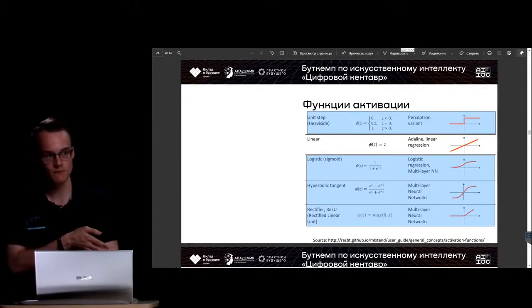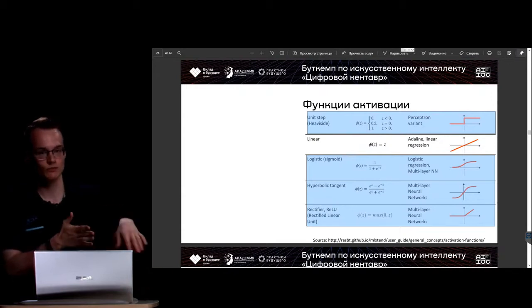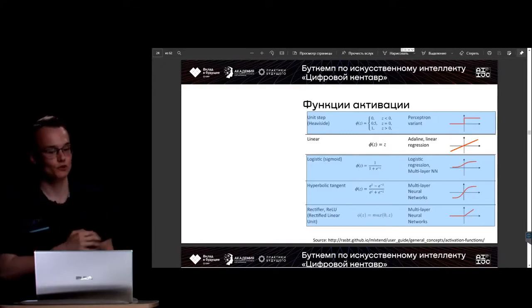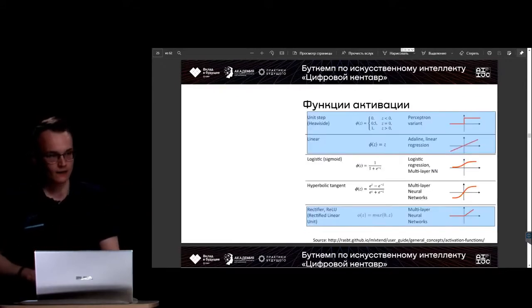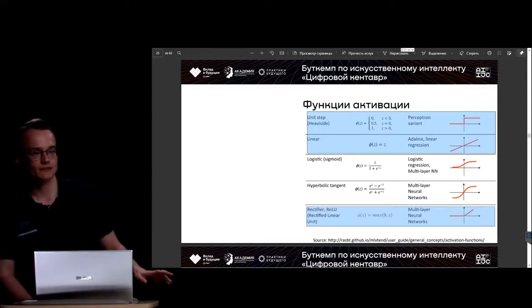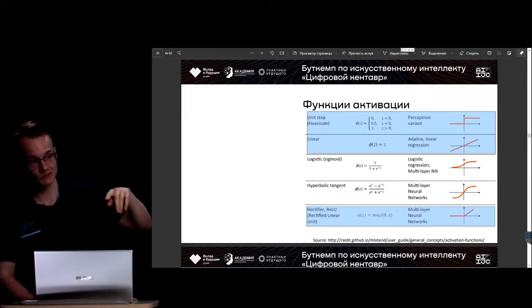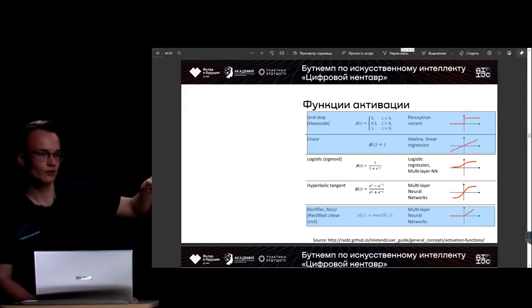Most often we will use it at the end of the neural network when we want to predict some value, some number from minus to plus infinity, or when we need logits. I'll tell about those later. Next, there are activation functions that are similar, but different. First of all, the sigmoid and the hyperbolic tangent.